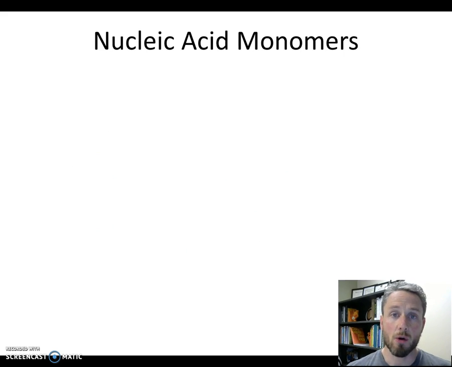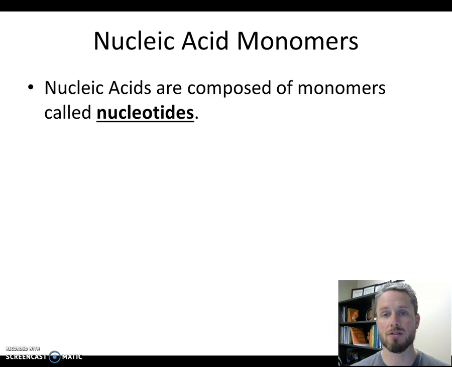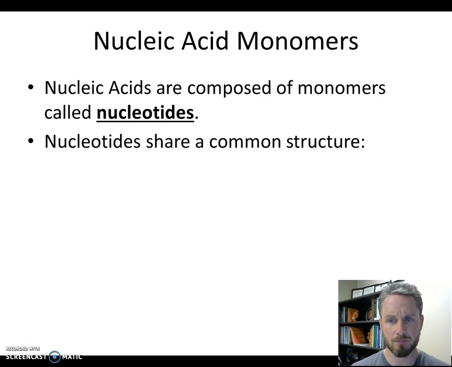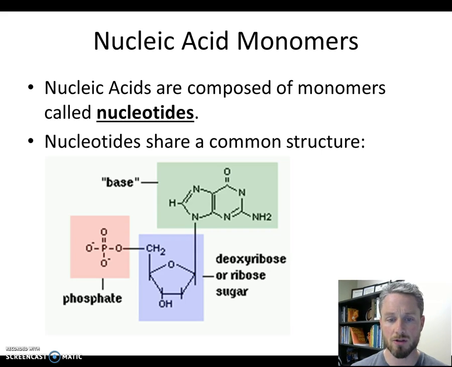All right. So for every organic molecule, we've been talking about the monomer subunits that we build these large molecules out of. Nucleic acids are also built out of monomers. The monomers that we build nucleic acids out of are called nucleotides. So we'll think about what nucleotides are. Nucleotides all share a common structure. If we look at a nucleotide, nucleotides have three parts that are attached together to make a nucleotide. Those three parts are shown here in this simple chemical diagram.